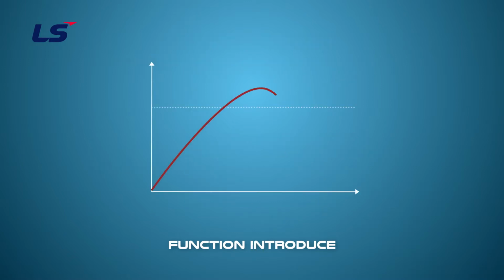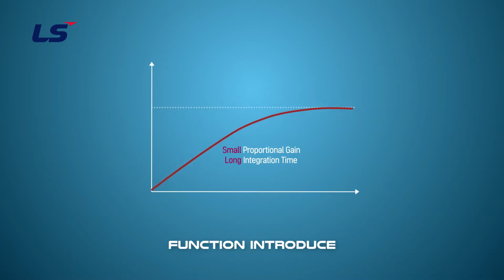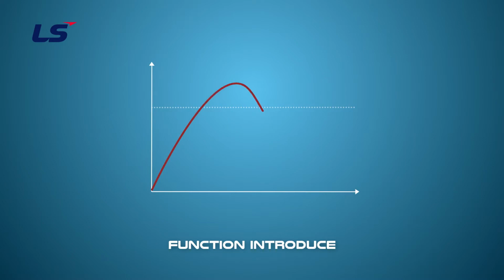If overshoot occurs as shown on the screen, decrease the proportional gain and increase the integral time. Then the overshoot disappears. If a long period of vibration occurs, increasing the integral time stabilizes the vibration.